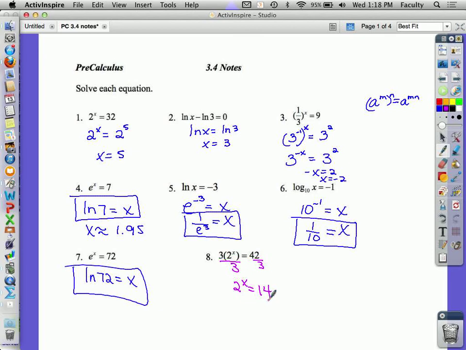Now it's similar to number 1 and number 4 in that my variable's in the exponent. But it's different from number 1 in that I can't think of 2 to some power that's going to give me 14. It's more like number 4 where I have to go to logarithmic form. So this is going to be log 14 base 2 equals x.